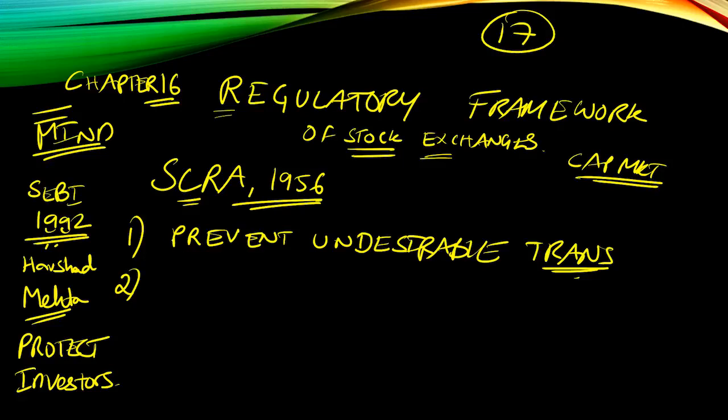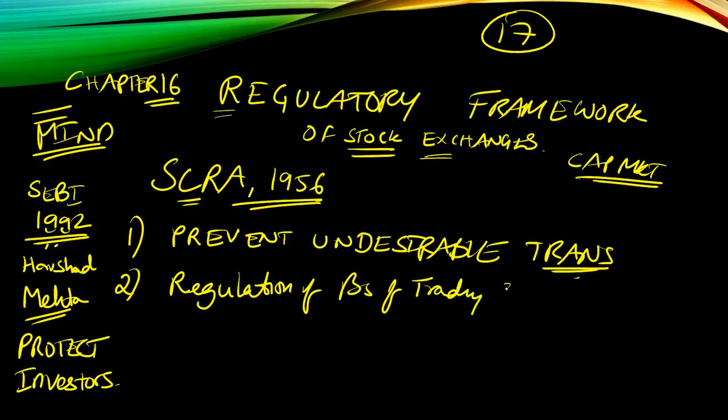So SCRA, the Securities Contracts Regulation Act, is to prevent undesirable transactions. The second thing is to regulate the business of securities. So SCRA is for what? Regulation of the business of trading in securities, correct? That is the next thing which you should keep in your mind.